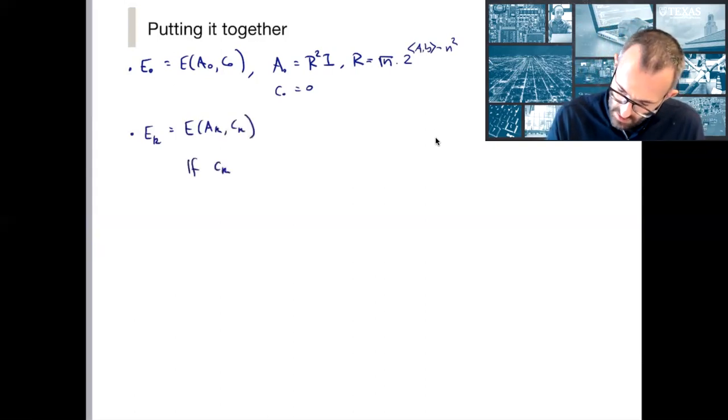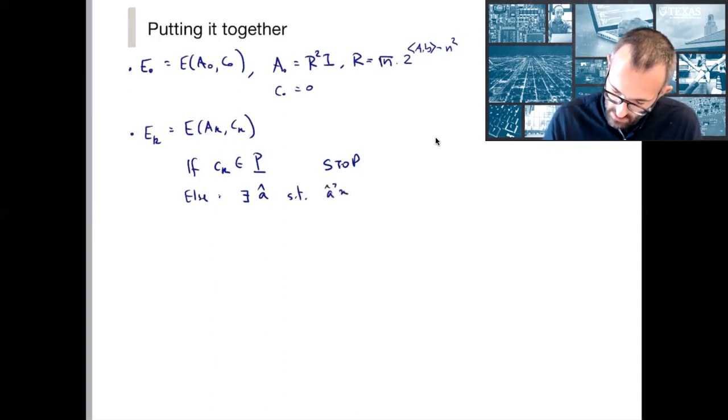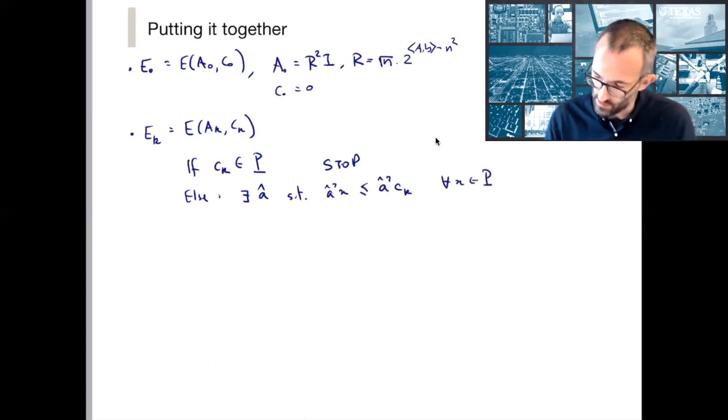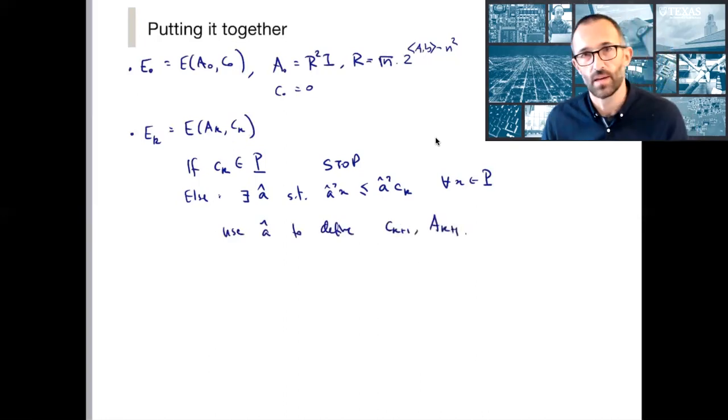If the center is in P, then we stop. Otherwise, we know that there exists some vector a hat that cuts my ellipsoid, such that a hat transpose x is less than a hat transpose times the center, which was not in P, for any x in P. This is what we are given.